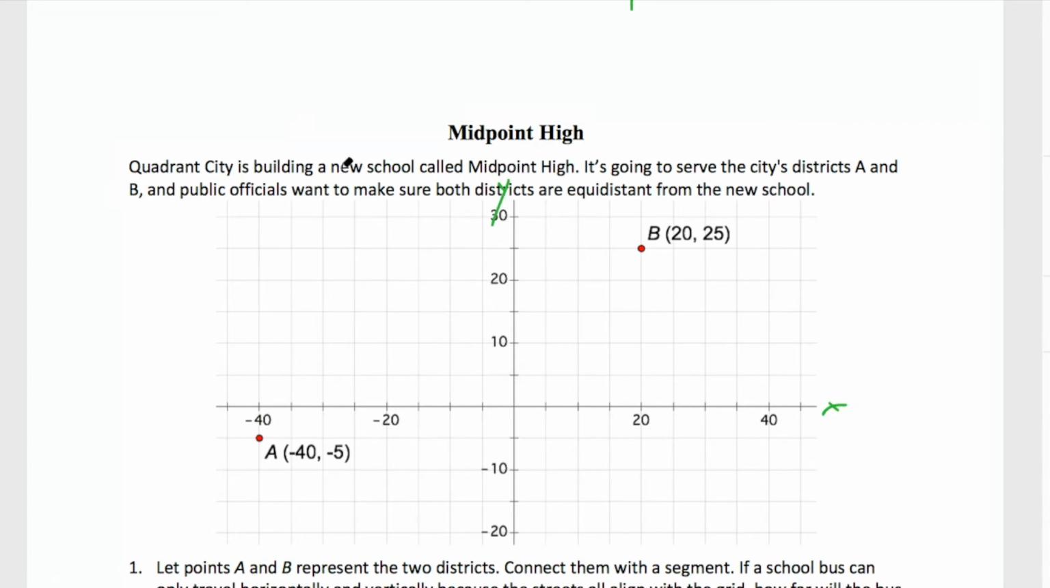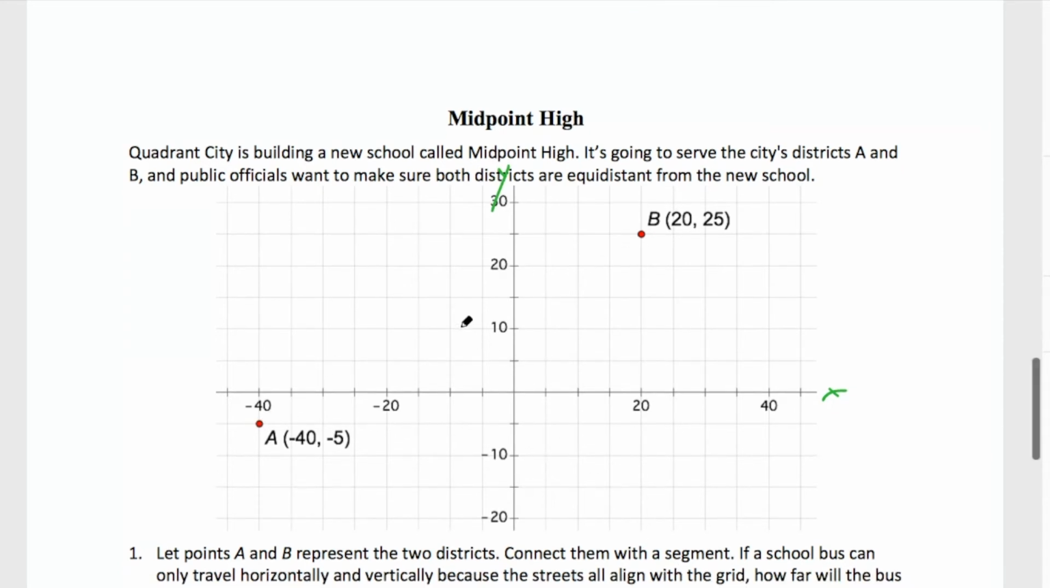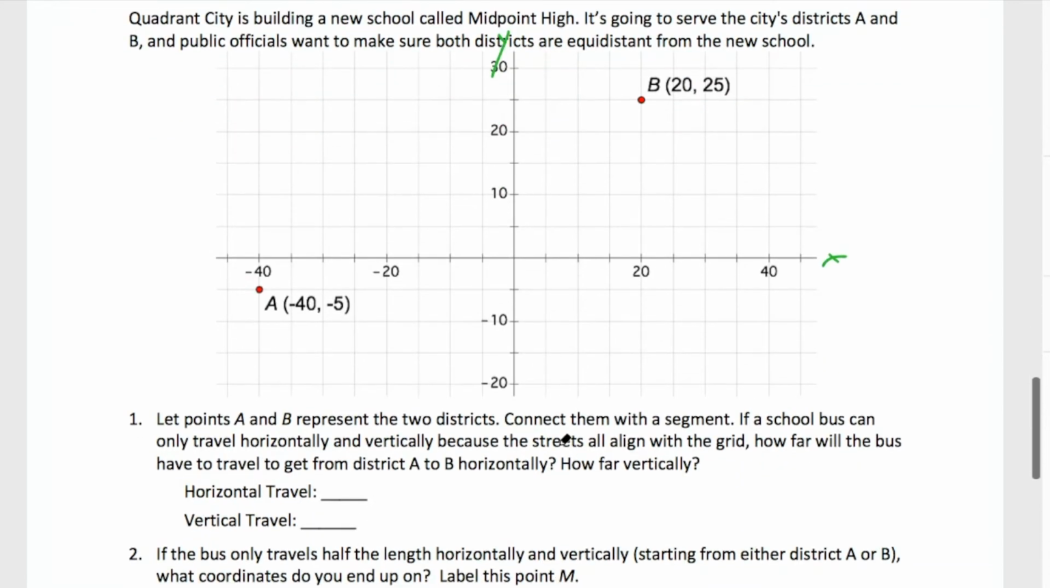The new school needs to be on the perpendicular bisector of segment AB. Okay, but they probably want it to be the closest possible, so it's probably just the midpoint of this segment AB here. Anyways, let points A and B represent the 2 districts. Connect them with a segment. Okay, so we want our Midpoint High to be on that segment right here.